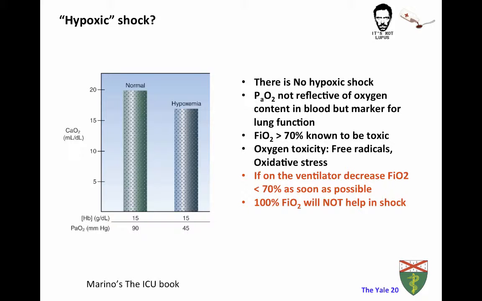Thinking about it logically, it doesn't make sense to give oxygen to someone who lacks the physiology to deliver that oxygen, so the focus should first be on optimizing hemodynamic status. Additionally, we know that due to the generation of free radicals and oxidative stress, too much oxygen can be toxic. Therefore, the two key points are: 1. For patients on ventilators, they should be weaned down to less than 70% FiO2 or as low as they can manage without becoming hypoxemic when possible. And 2, 100% FiO2 will not help in shock.